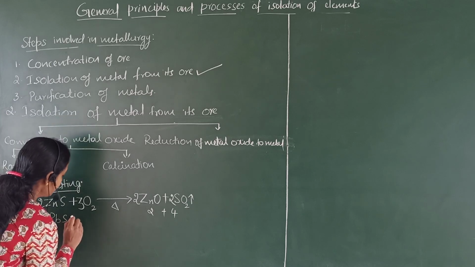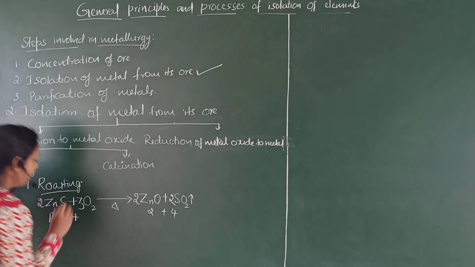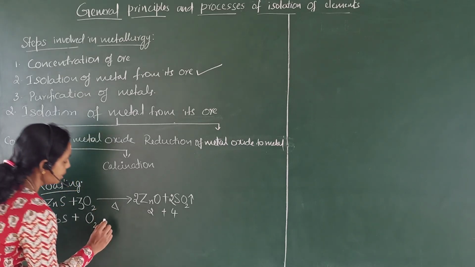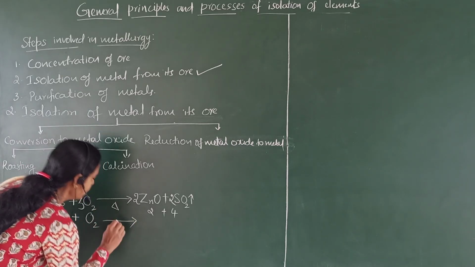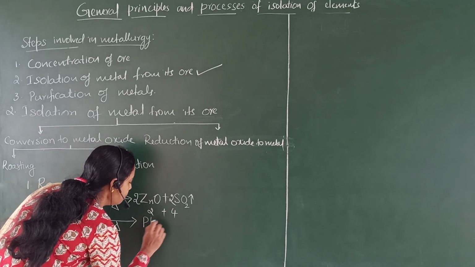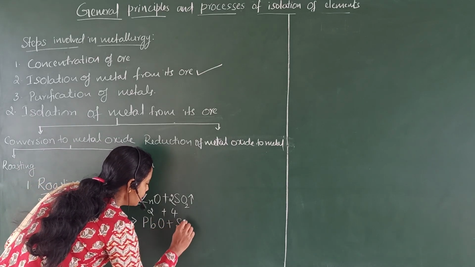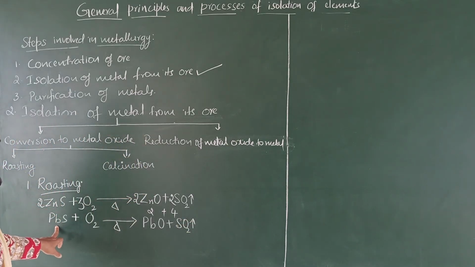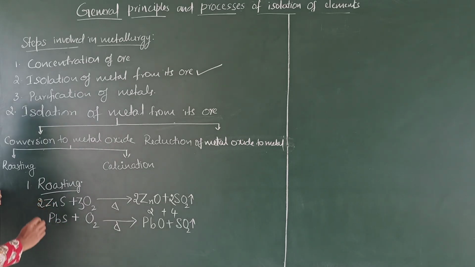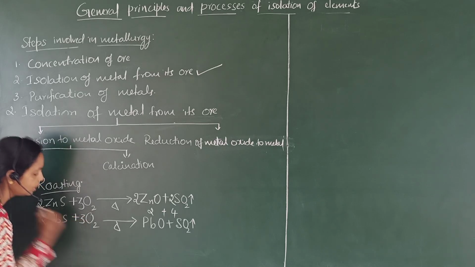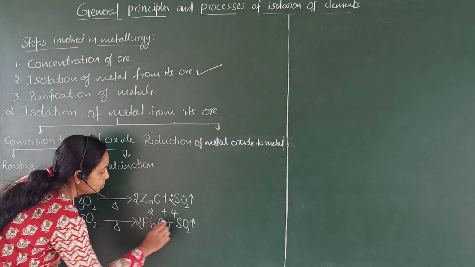Now, we will take another example, galena, lead sulfide. Lead sulfide is heated with oxygen. Then lead sulfide is oxidized to lead monoxide with the liberation of sulfur dioxide gas. It is a similar type of reaction, with lead in the place of zinc. So in a similar way we can balance it. We can write it as 2, 3 and 2, 2.